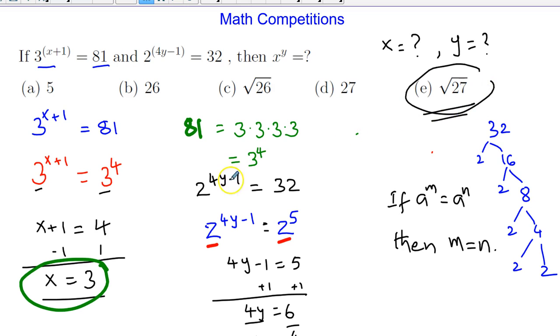That's the answer. So what did you do here? Just made use of properties of exponents. First you handled 3 to the power of x plus 1 is equal to 81, and then solved for the value of x, and then found the value of y in the same way. 2 to the power of 4y minus 1 equal to 32, and after getting the values of x and y, substituted in x to the power of y, and your answer is square root of 27.